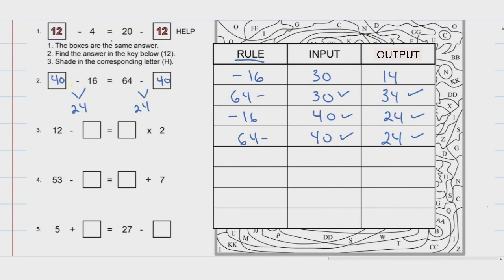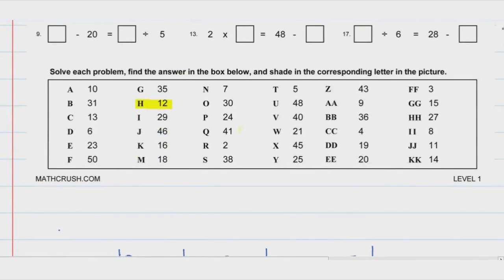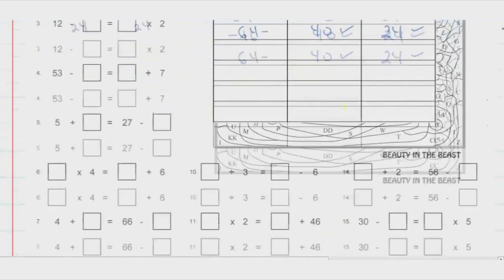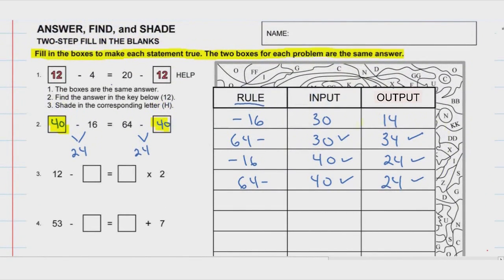Then we come down here and find 40 in our box. You see how I'm not looking for 24, I'm looking for 40. So I come down here and find 40. 40 is V. And then I'd come back up to the picture and I'd shade in all the V's I can find. And again, I apologize that my input-output chart's in the way, but I think you get the idea.